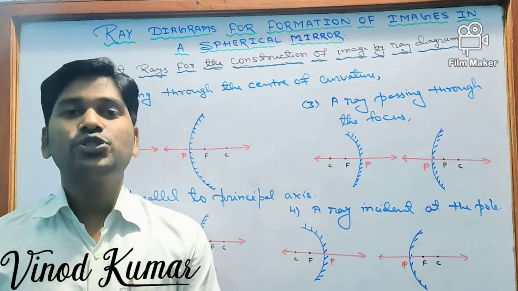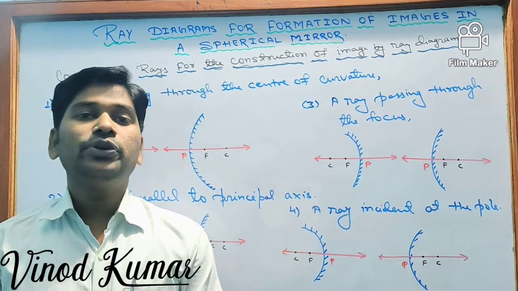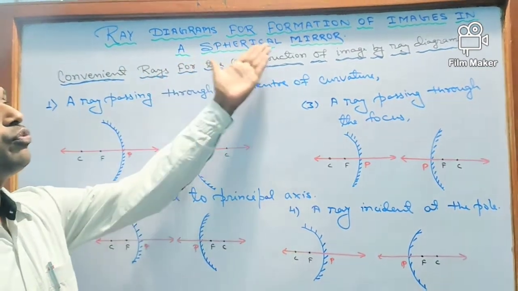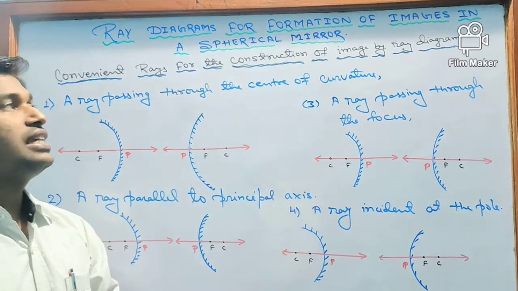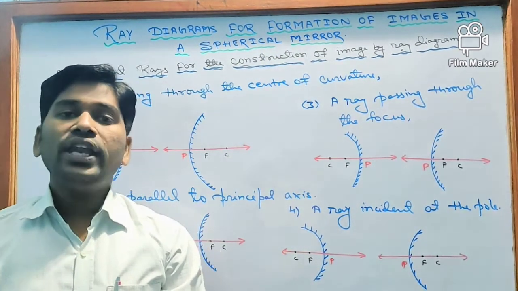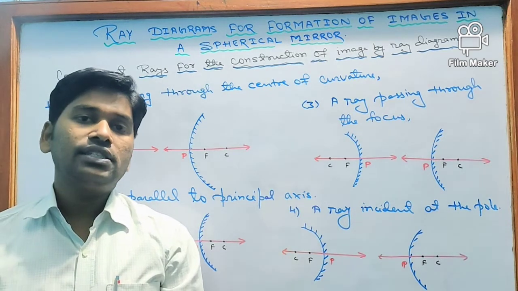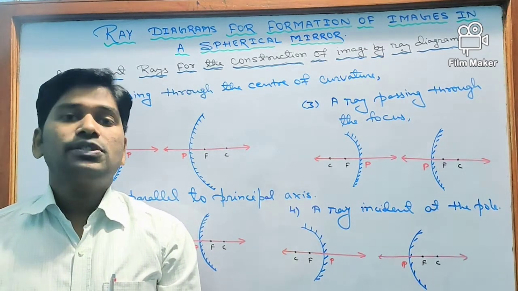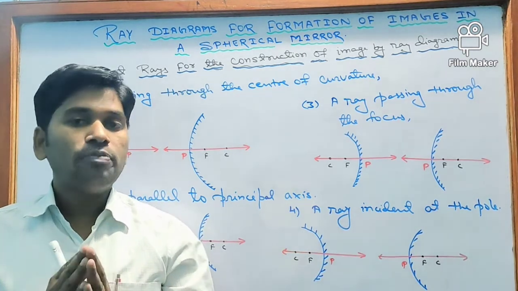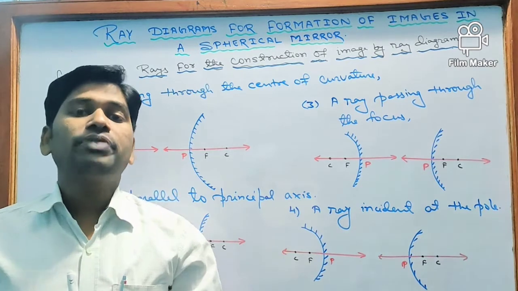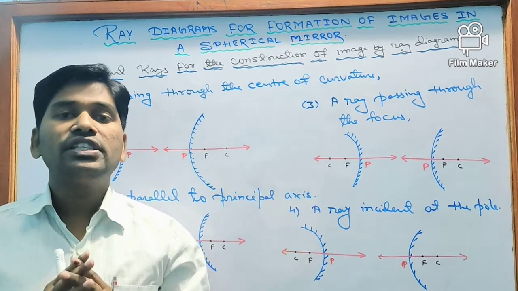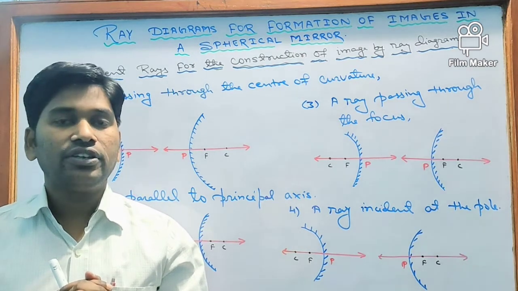Welcome dear students. In this video I am going to explain about ray diagrams for formation of images in a spherical mirror. Children, when an object is placed in front of a spherical mirror, several rays from the object are incident on the mirror, and after reflection they form the image in the mirror.